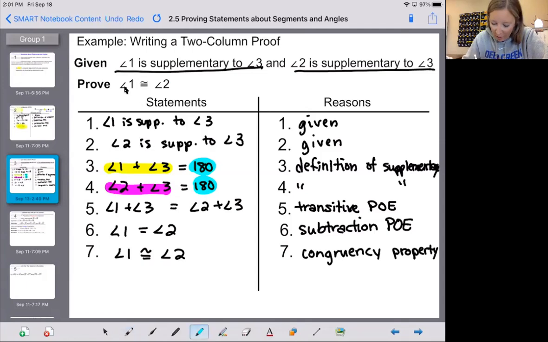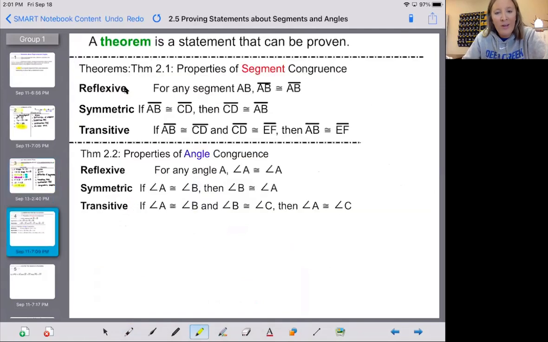So again, you're going to know that you're finished because your last line is the same as what you were trying to prove. Okay, now this next slide, if you want to glance at this real quickly, you can. This is the same exact slide as what I showed you on 2.4, but this time, if you notice, all of them have a congruency symbol, but the properties are the same.